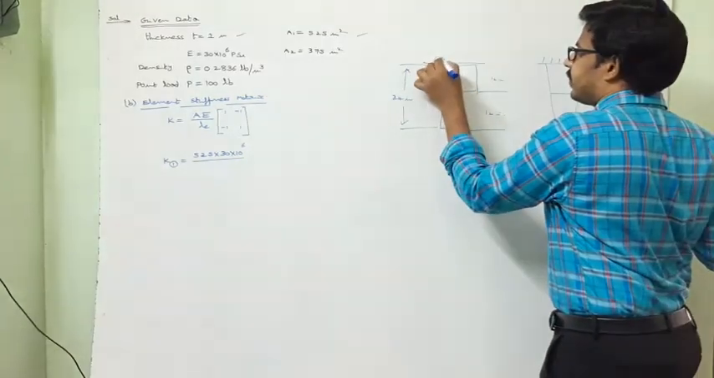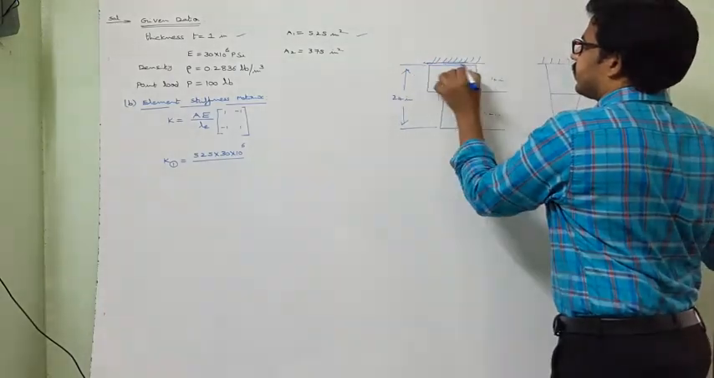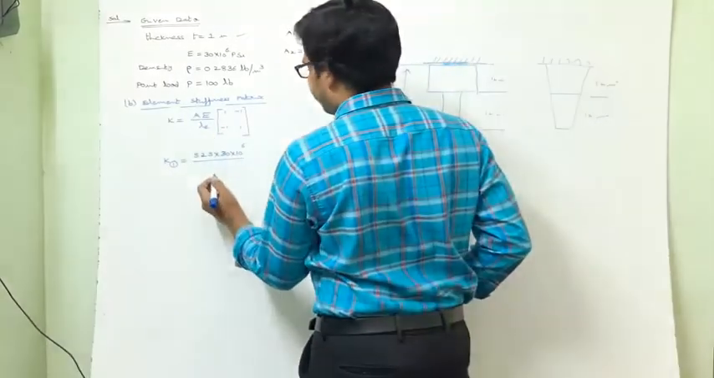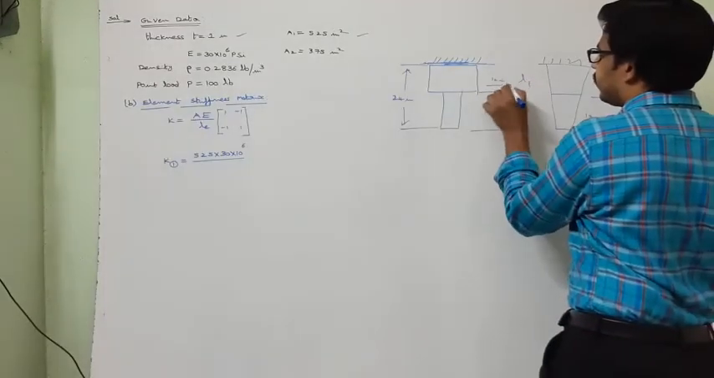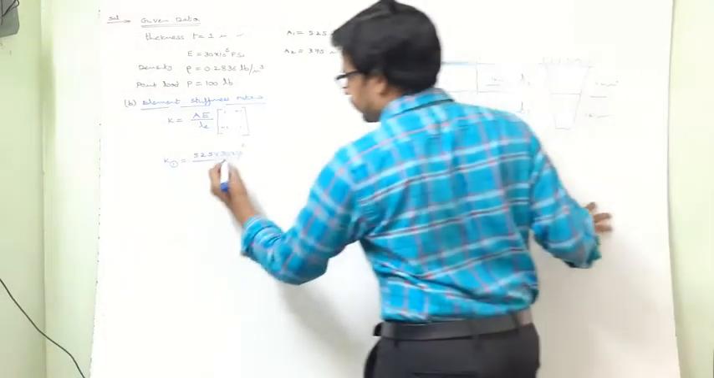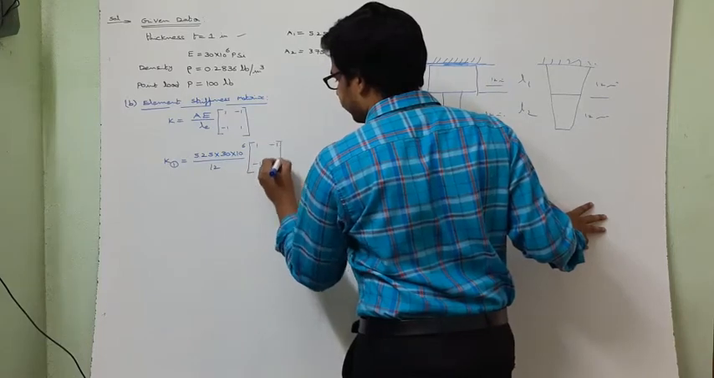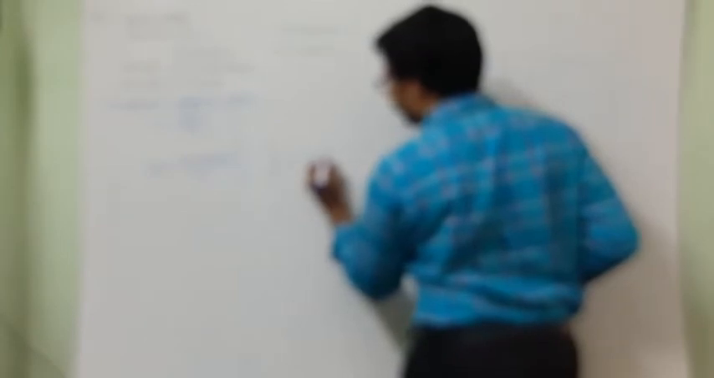This is a taper bar converted into a stepped bar. 5.25 into 30 into 10 power 6, whole divided by, here L1 is equal to 12 inch, L2 is equal to 12 inch, times [1 -1; -1 1]. So here K1 value is 13.125 into 10 power 6, times [1 -1; -1 1].